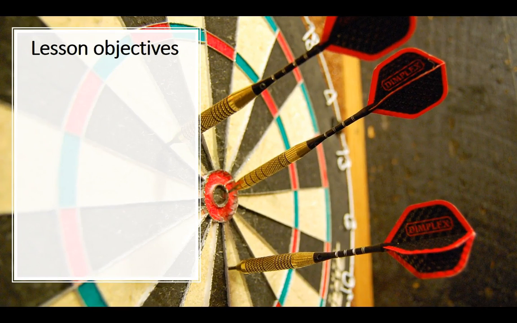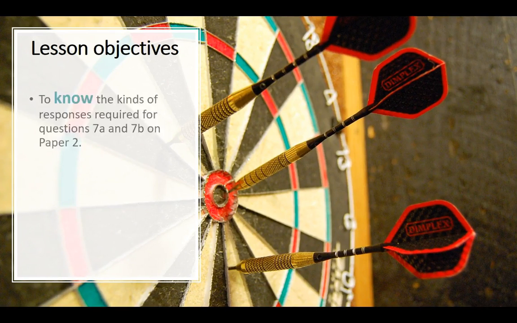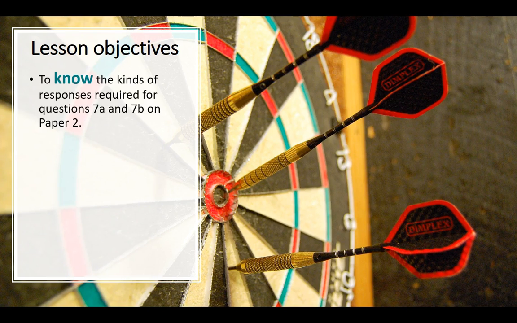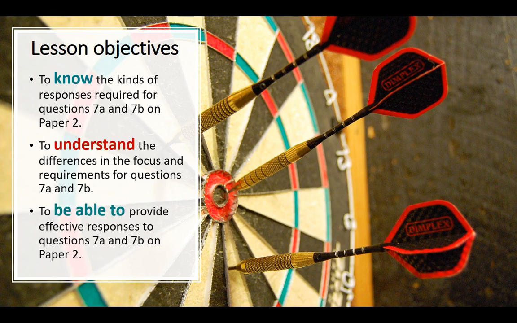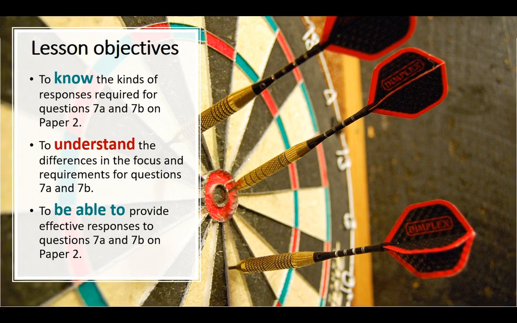So the lesson objectives for both parts of this two-part lesson are that by the end of the two videos you will know the kinds of responses required for questions 7A and 7B on paper 2, so for the two parts of question 7. You'll understand the differences in the focus of the two parts of question 7 and the difference in the requirements for those two parts of that question. And that will mean that you'll be able to provide effective and appropriate responses to part A and part B of question 7 on paper 2 of the new Edexcel 9-1 English language exams.